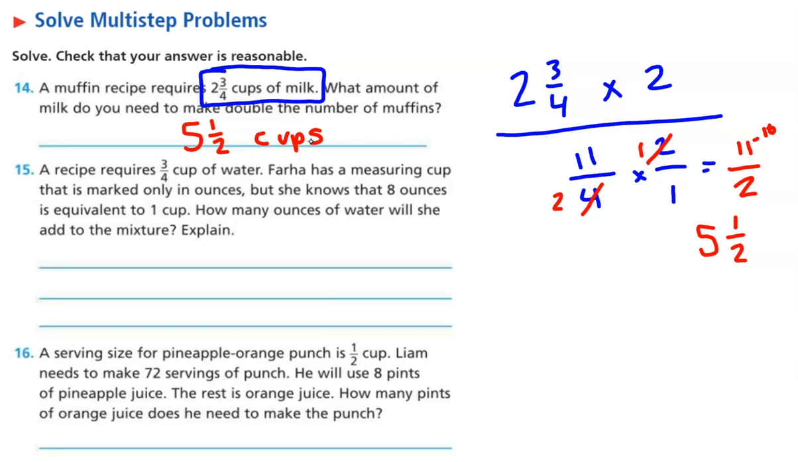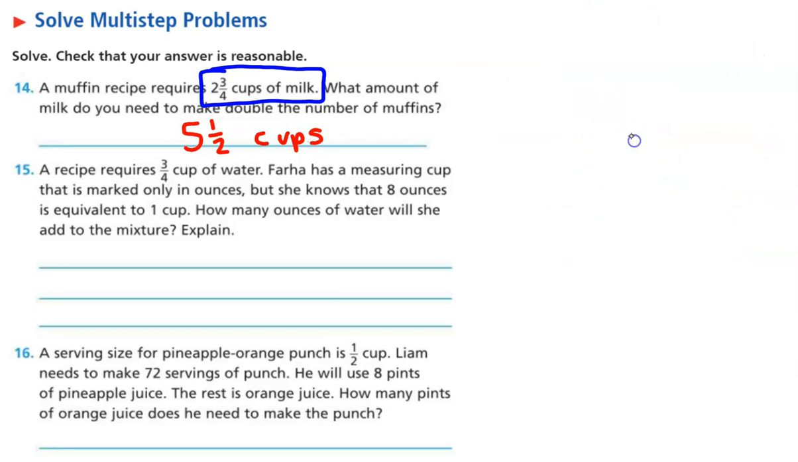Okay, so we got 5.5 cups. All right, let me erase this so I have room to work. A recipe requires 3/4 cup of water. Farha has a measuring cup that is marked only in ounces, but she knows that 8 ounces is equivalent to 1 cup. How many ounces of water will she add to the mixture?